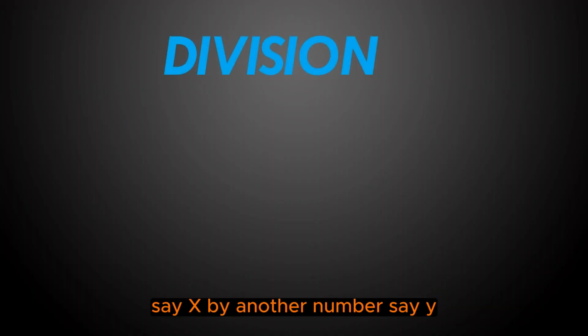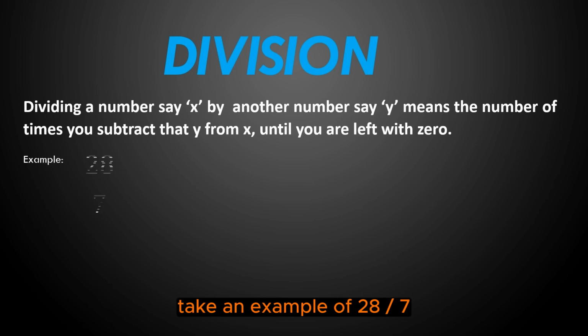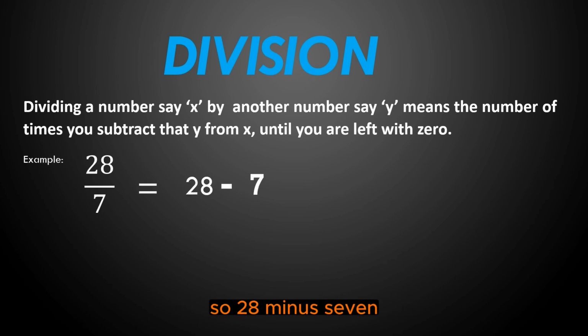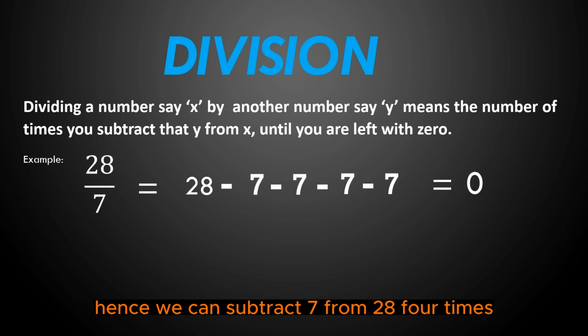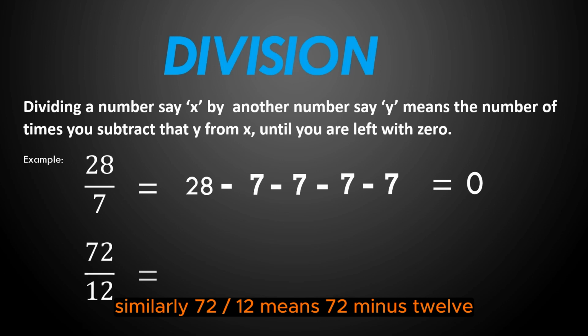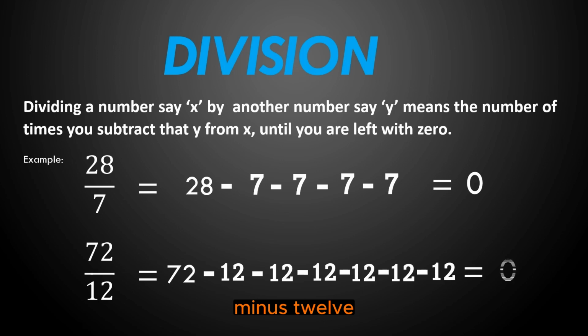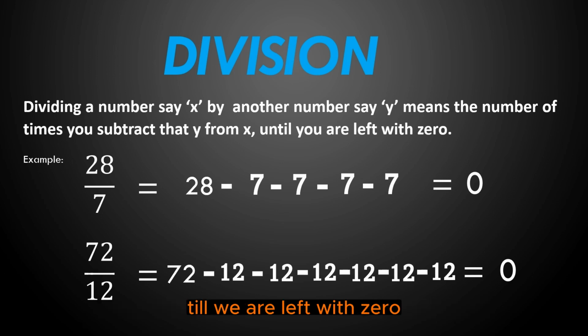Dividing a number, say x, by another number, say y, means the number of times you can subtract y from x until you are left with 0. Take an example of 28 divided by 7. So 28 minus 7 minus 7 minus 7 minus 7 equals 0. Hence, we can subtract 7 from 28 4 times till we are left with 0. Similarly, 72 divided by 12 means 72 minus 12 minus 12 minus 12 minus 12 minus 12 minus 12 equals 0. Hence, we can subtract 12 from 72 6 times till we are left with 0.